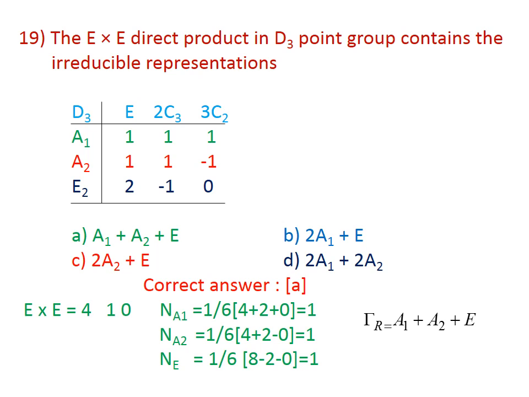Similarly, you calculate the number of A2, that will be equal to 1 by 6 into 4 into 2 plus minus 0, that will be equal to 1. And for the number of times E is present in the group, it is 1 by 6 into 4 into minus 2 minus 0, that will be equal to 1. Therefore, A1 is present 1 time, A2 is present 1 time, and E is present 1 time. Therefore, E times E is equal to A1 plus A2 plus E. The correct answer is A.